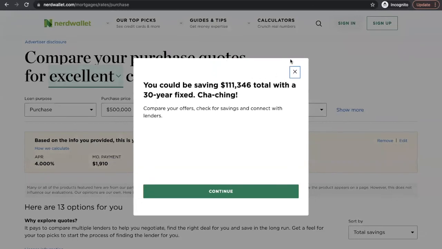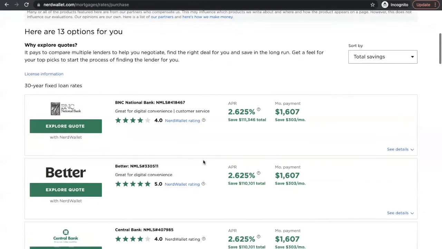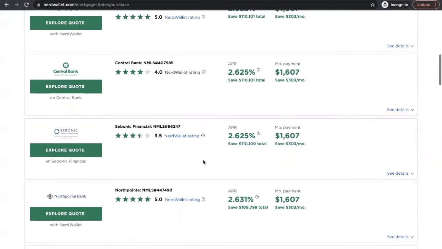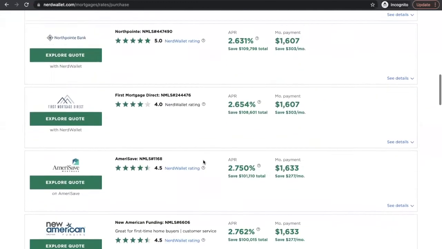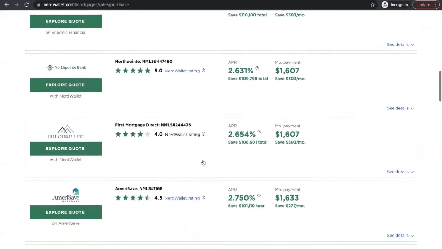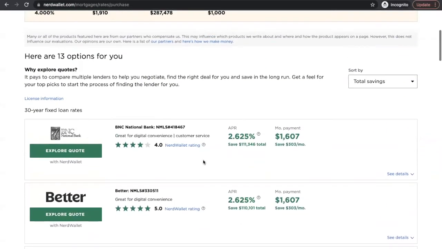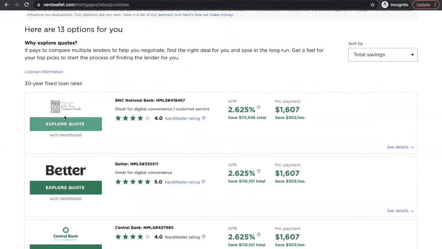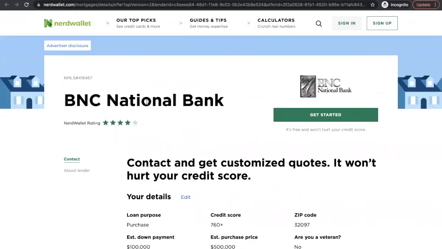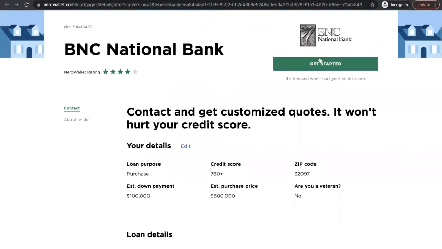You got your pop-up here. And then as you scroll down, you have the participating lenders that have partnered with NerdWallet. So you've got your rates and your payment. And the whole point of NerdWallet is to get those leads to the lender. If you are interested in, let's say, exploring this BNC National Bank, you would click on Explore Contact there, and then you can go ahead and get started.